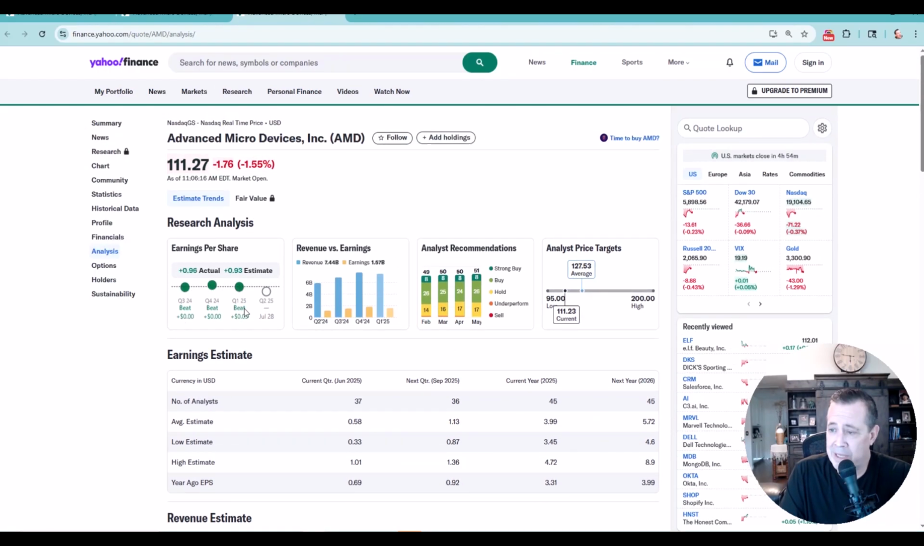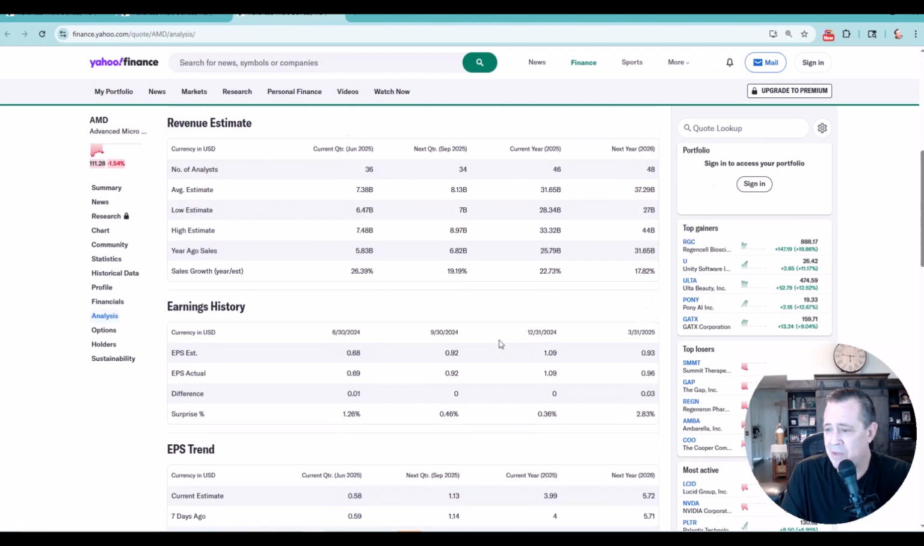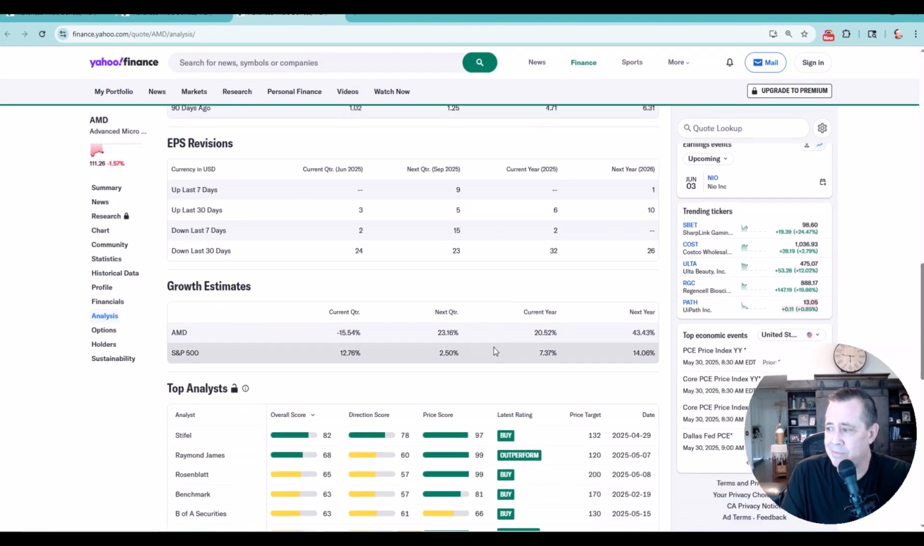Beat the last 3 quarters. Revenue and earnings growing consistently. The analysts, strong buys and buys. If we go down to the growth rate, this is what's incredible. 43% expected growth next year. So huge value play right now.